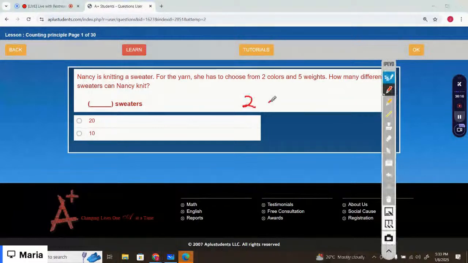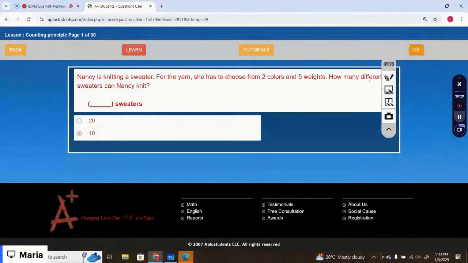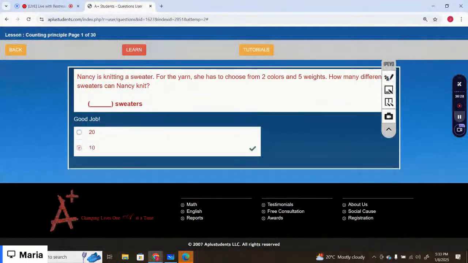The correct option is two colors and five weights. So that is 2 times 5 is 10. The correct option is 10. Option number 2 is the correct option.